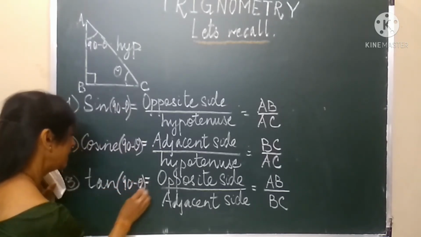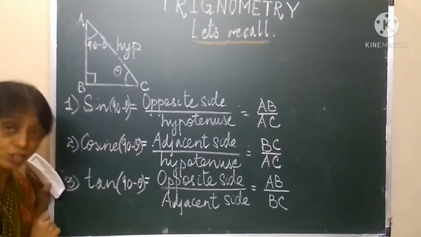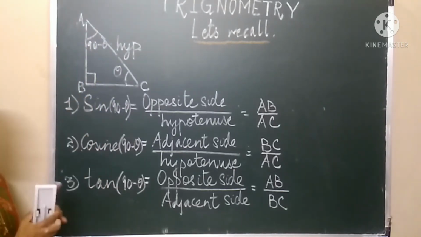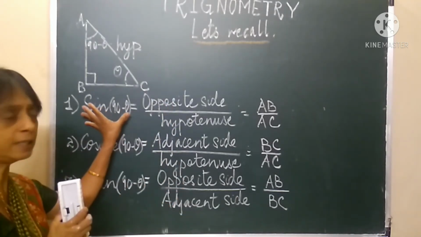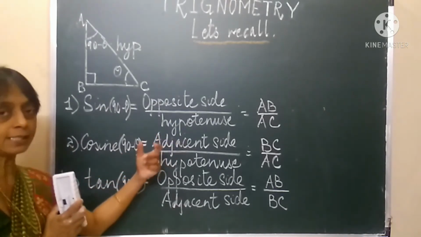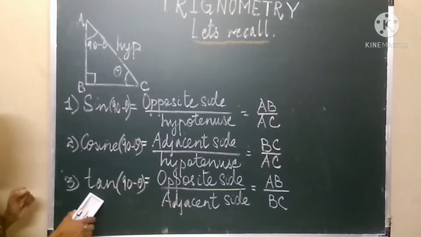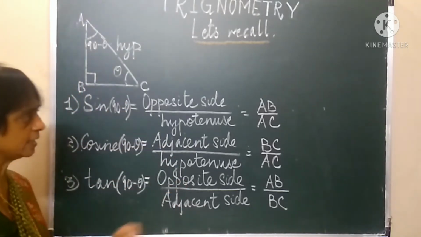90 minus theta. Which angle is 90 minus theta? Angle A. Which type of angle is it? Acute angle. Which formulas will we use? The general formulas. For sine, it will be opposite side upon hypotenuse. For cos, it will be adjacent side upon hypotenuse. And to find the tan ratio of the same angle, it will be opposite side upon adjacent side.